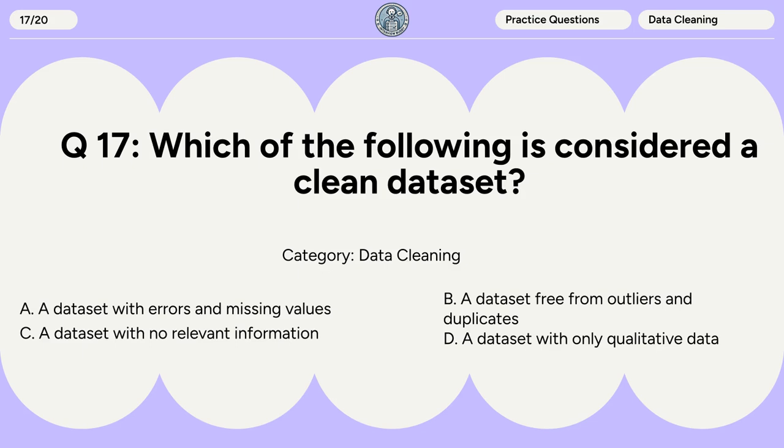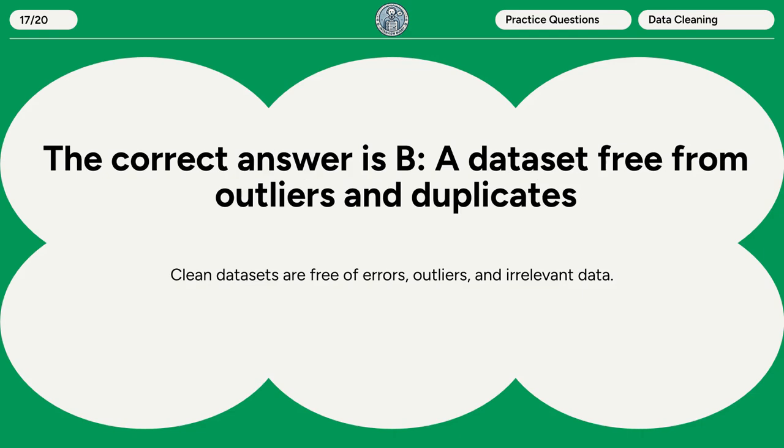Question 17. Which of the following is considered a clean dataset? A. A dataset with errors and missing values. B. A dataset free from outliers and duplicates. C. A dataset with no relevant information. D. A dataset with only qualitative data. The correct answer is B. A dataset free from outliers and duplicates. Clean datasets are free of errors, outliers, and irrelevant data.